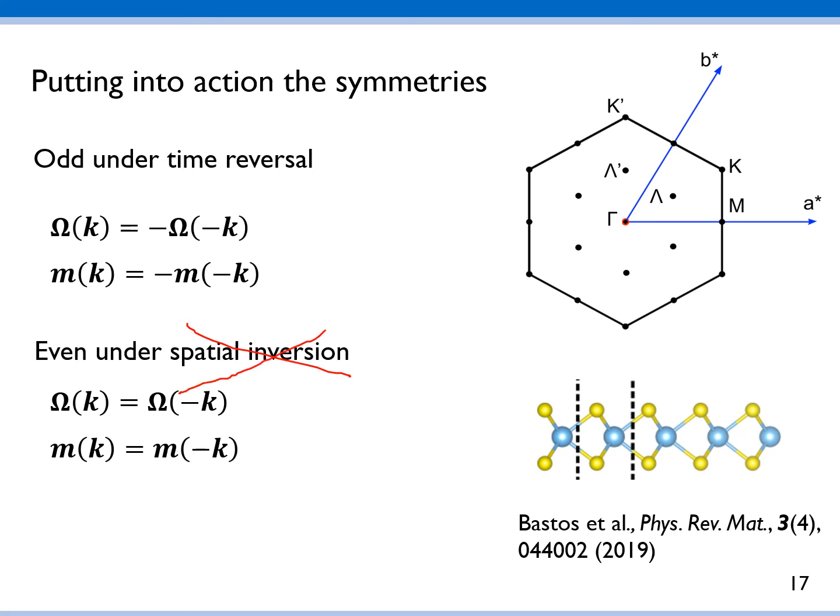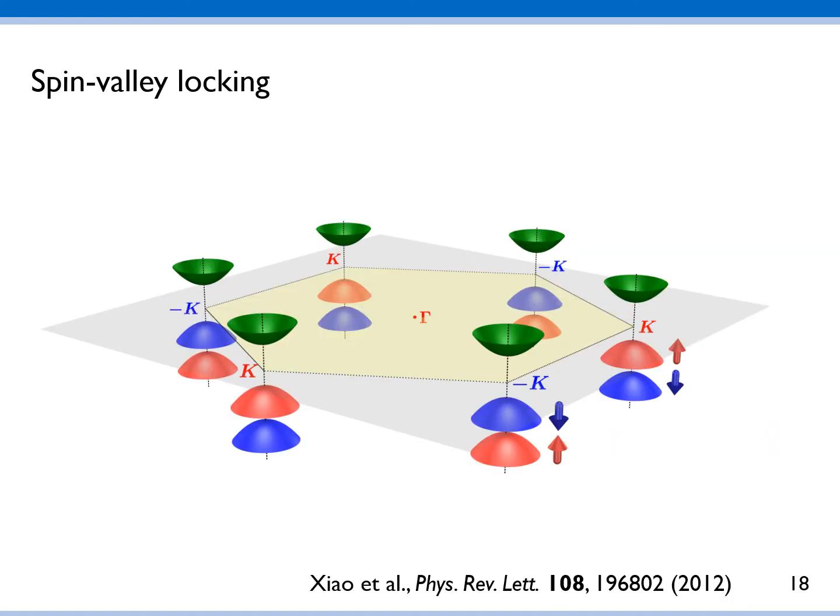Now, graphene has spatial inversion symmetry unless we break it somehow externally. And transition metal dichalcogenides in their bulk also have spatial inversion symmetry. But as we saw in the monolayer, the spatial inversion symmetry is naturally broken. The broken inversion symmetry in transition metal dichalcogenide monolayers has another very important consequence.